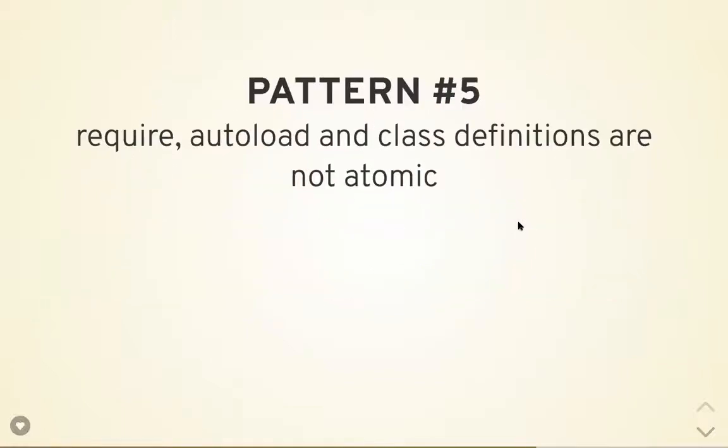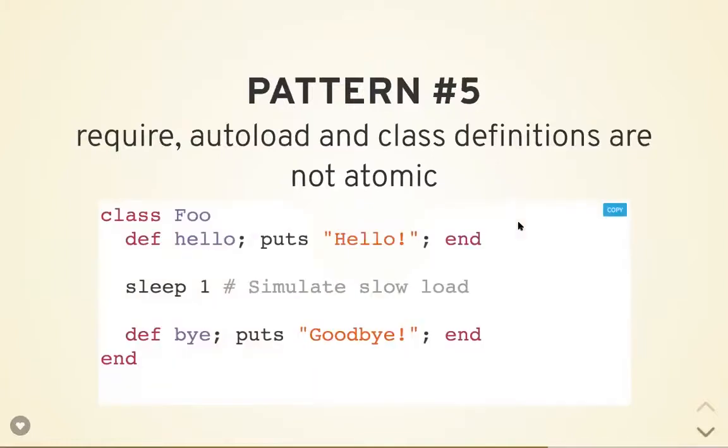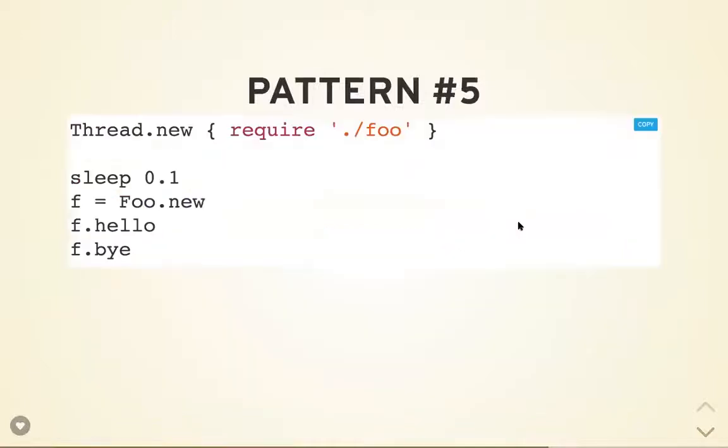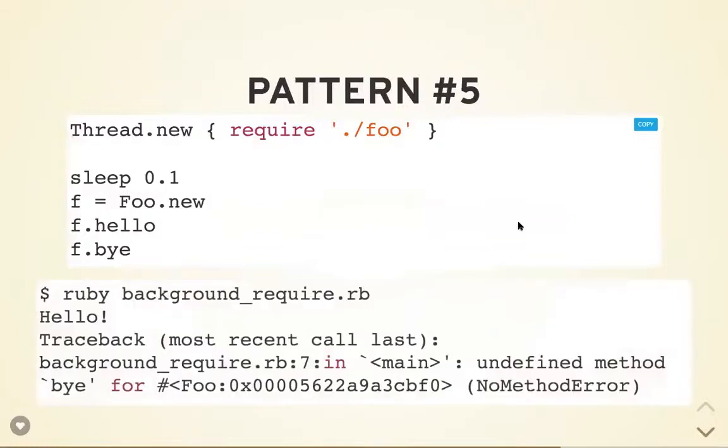So pattern number 5. When you're loading stuff in Ruby, all of the definitions, requires, etc., that you might be doing are not atomic. What does it mean? It means that, for instance, if I have this very simple class that has 2 methods, one that prints hello, one that prints goodbye, and then I sleep 1 second between them, because a definition is still Ruby code. So I'm running Ruby code while the class is getting loaded. What happens if I try to, for instance, load this class in a background thread and then start using it, is that I get an exception.